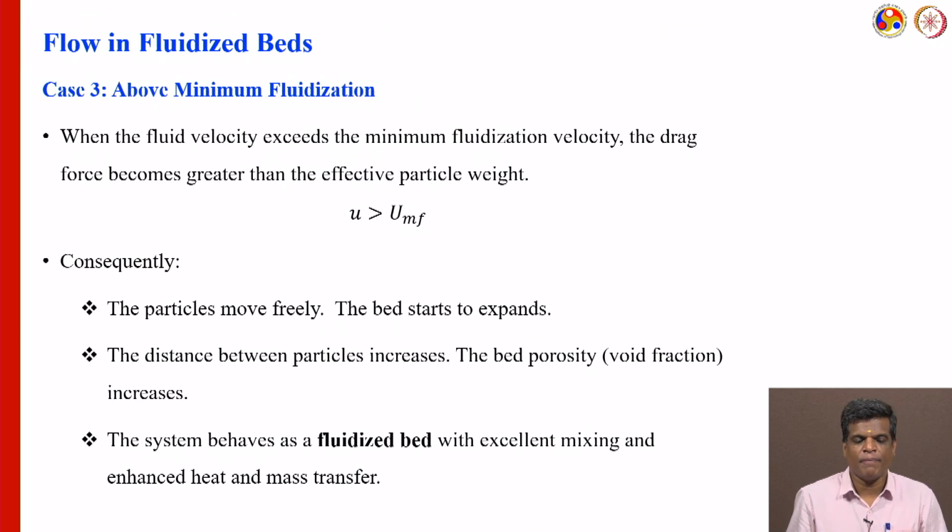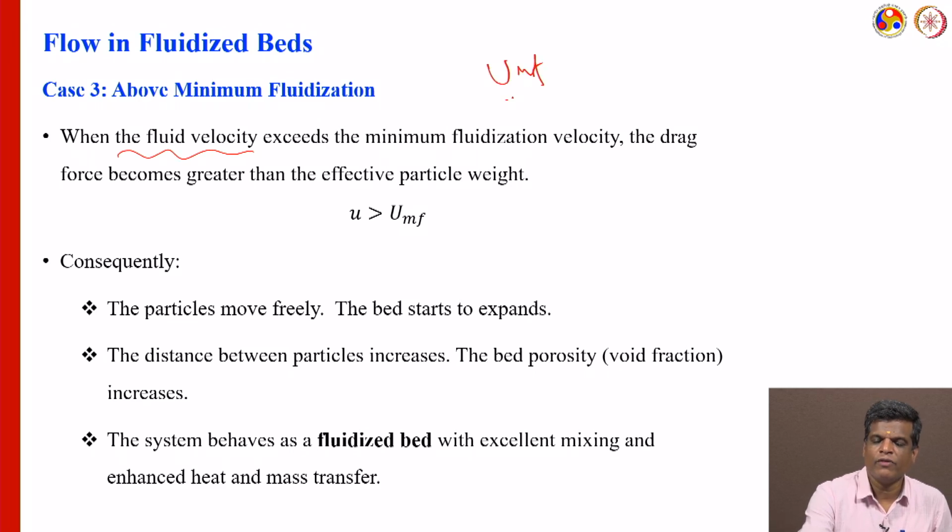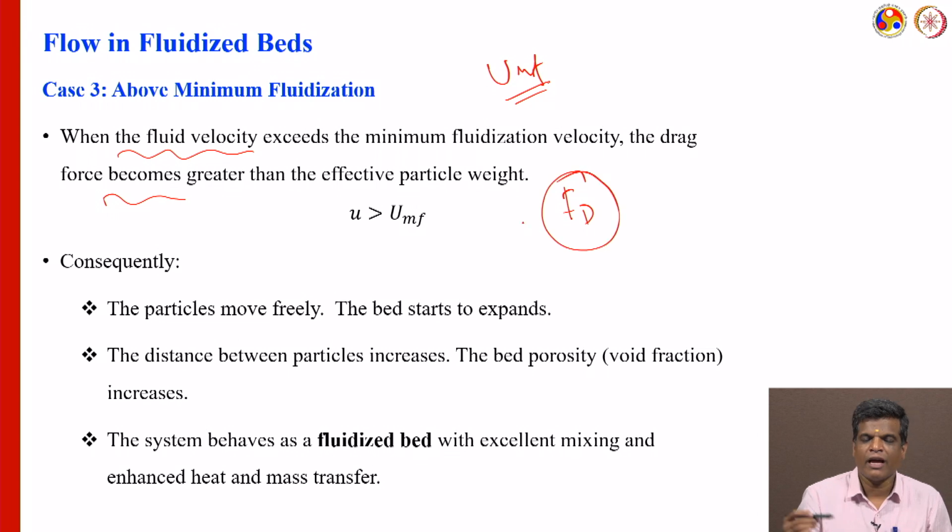Then case 3: what will happen if the velocity is above minimum fluidization? When the fluid velocity exceeds the minimum fluidization velocity, then automatically the drag force F_D becomes greater than the effective particle weight. So F_D is very high.